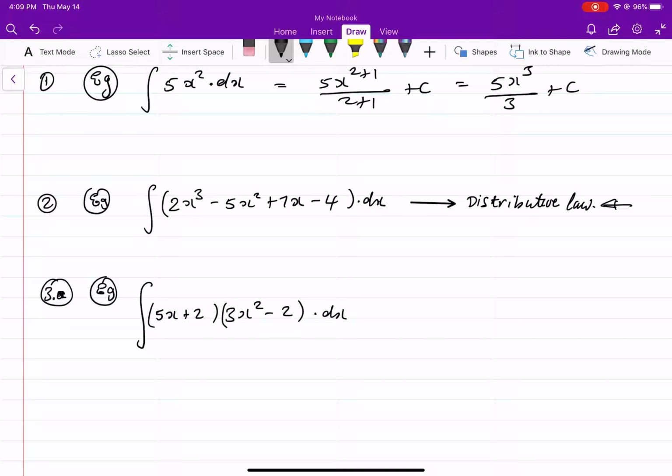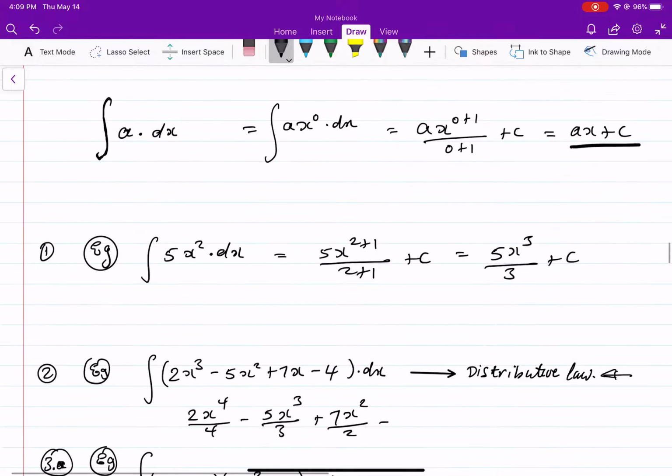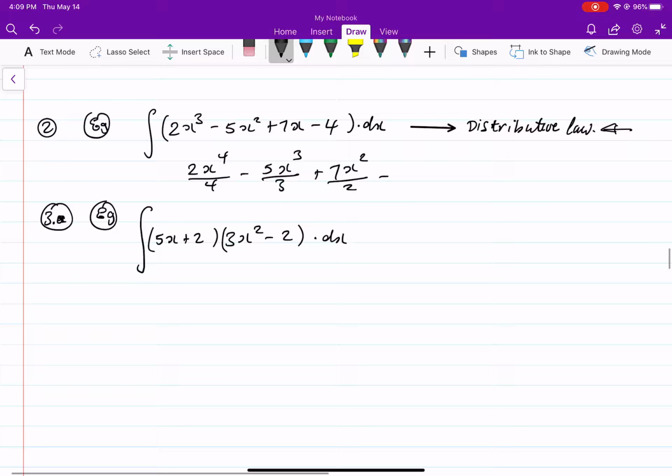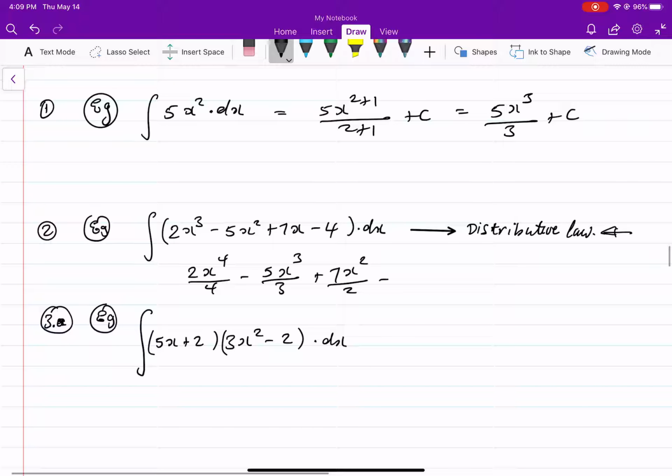So let's apply the rule for ax to the n. This would be 2 times x to the 3 plus 1, which is 4, over 3 plus 1, which is 4. Minus 5 times x to the 2 plus 1, which is 3, upon 3. Plus 7 times x to the 1 plus 1, 2, upon 2. Minus 4. When we integrate the 4, we get 4 times x. Integrate a constant, as we saw up here, we get the constant times x. So minus 4 times x plus c.